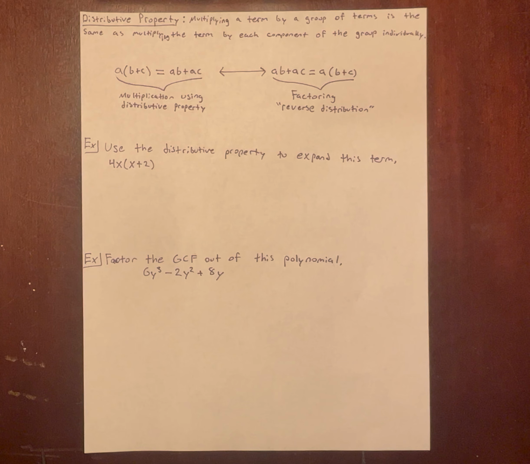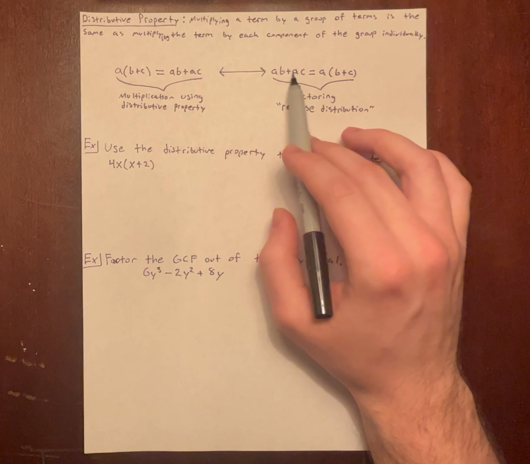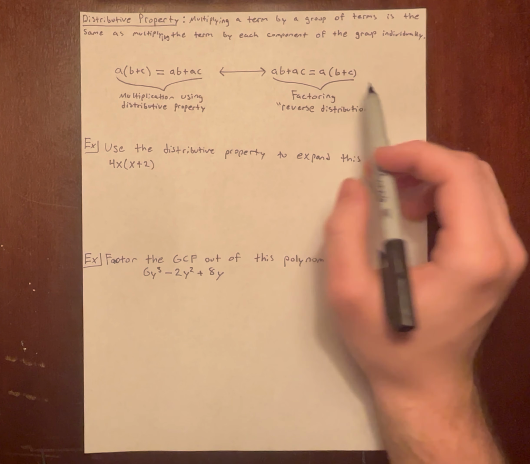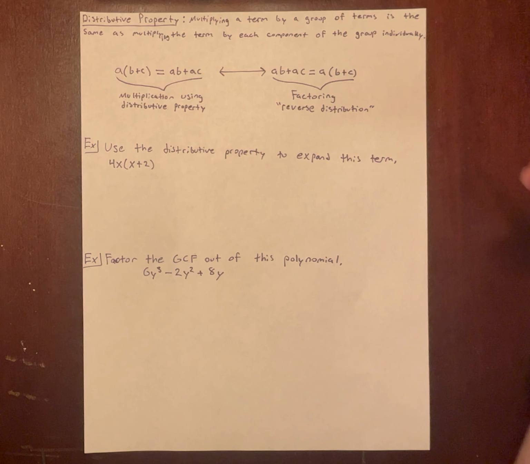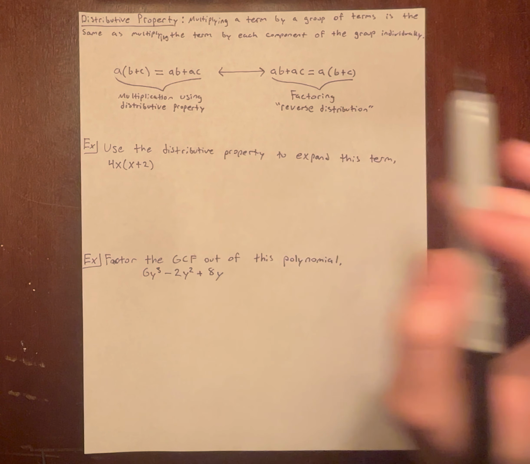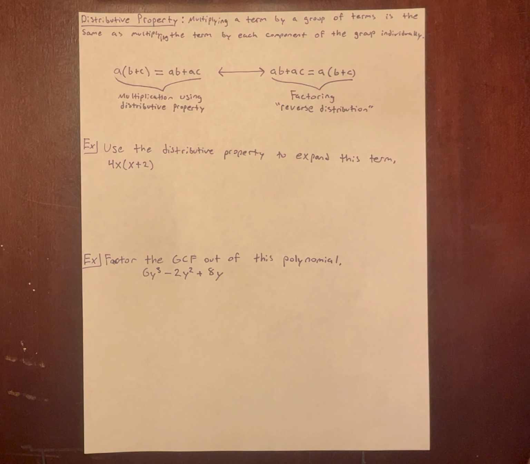In our last video, we saw factoring a little bit. This is the same thing. If you have a common term of a multiplied by both b plus c, you can factor a out of b and c and have them in a group. This is multiplication using the distributive property, and this is factoring, or you can call it reverse distribution if you want to think about it that way. Either way, these two things are reversible and both true.